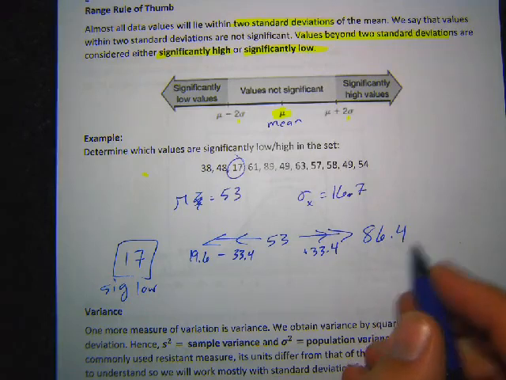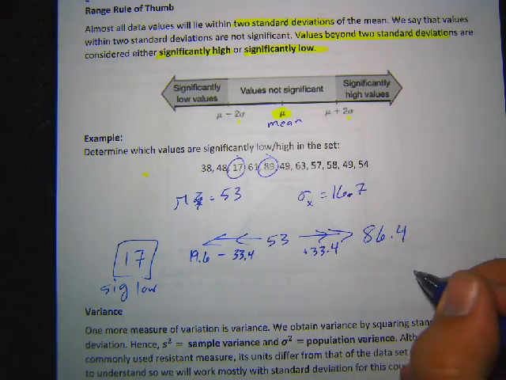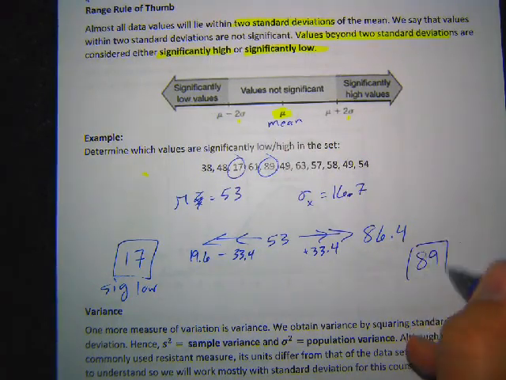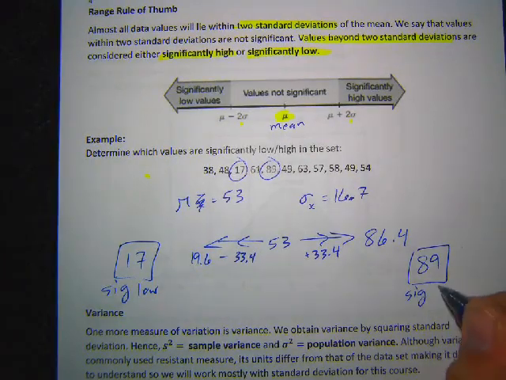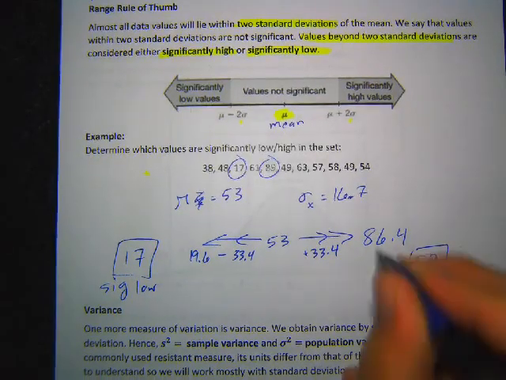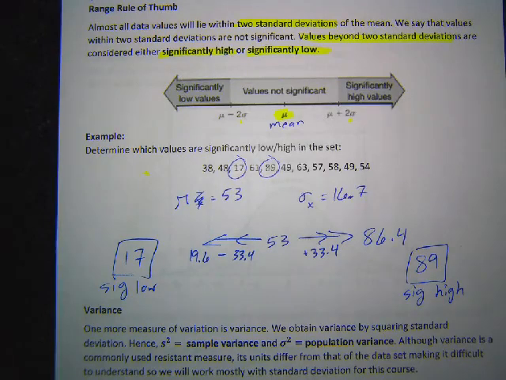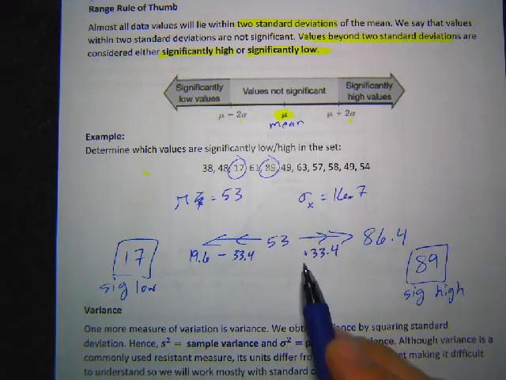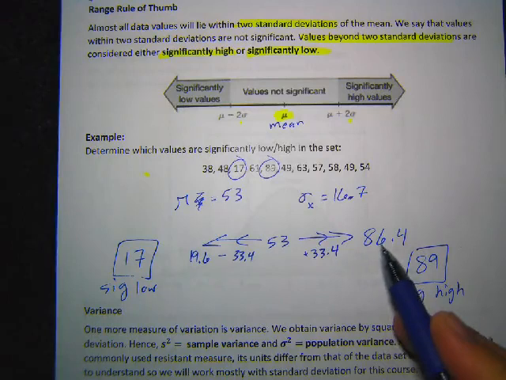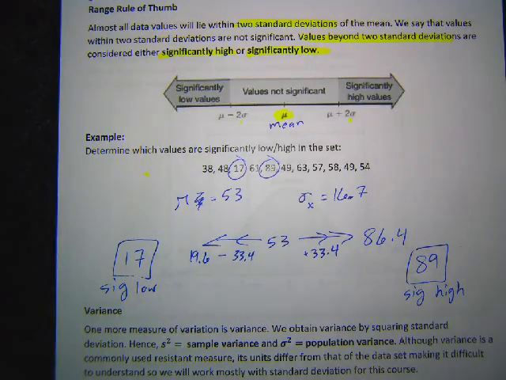Numbers above 86.4, well, 89 is going to be significantly high because it's above that cutoff of 86.4. So we just don't expect to see numbers above 86.4. You go out 2 standard deviations, you kind of expect to have all your numbers, and here we found 89 above. And I think that's it, right?